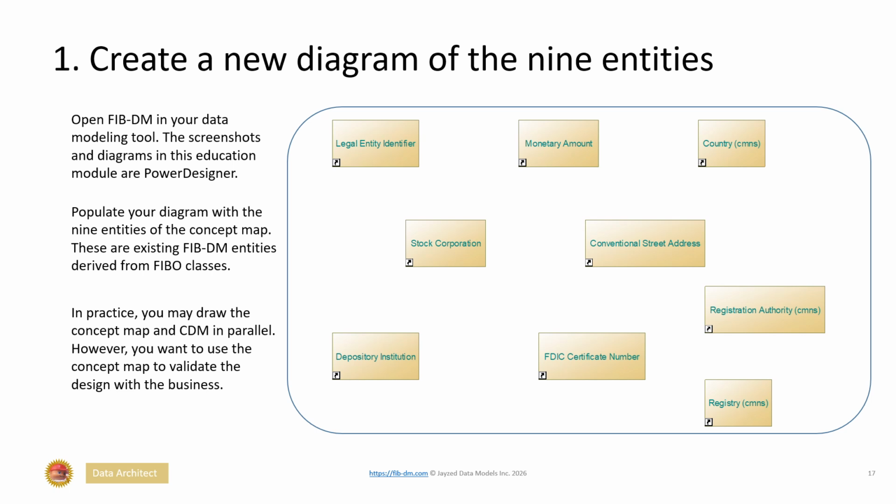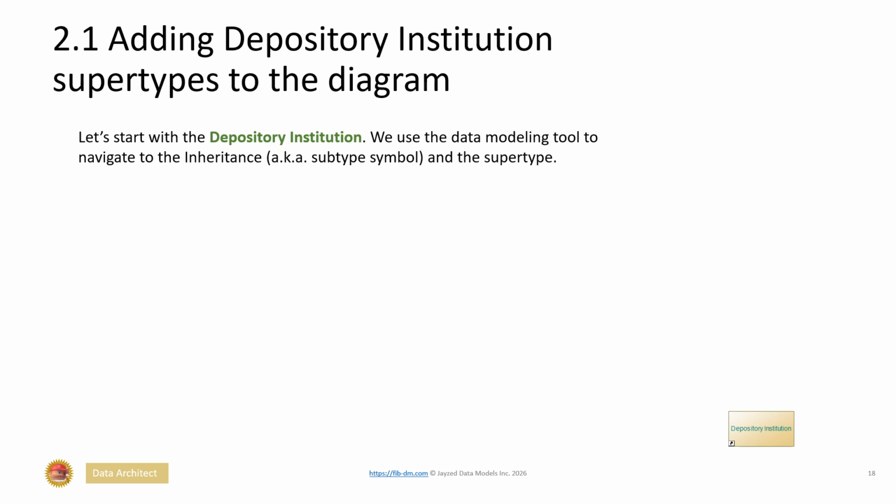simply because the concept map is easier to understand than the complex entity relationship diagram. Step 2, adding the supertypes all the way up to the concept, the ultimate supertype. So let's start here with the depository institution.